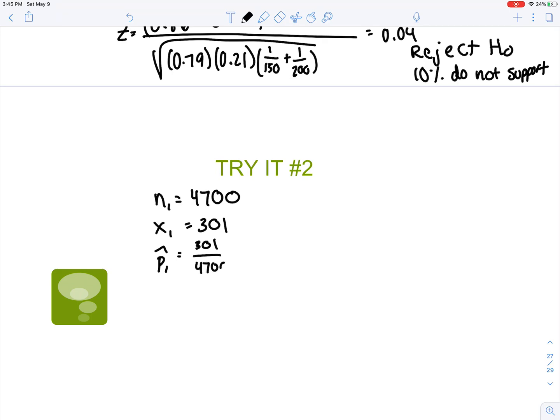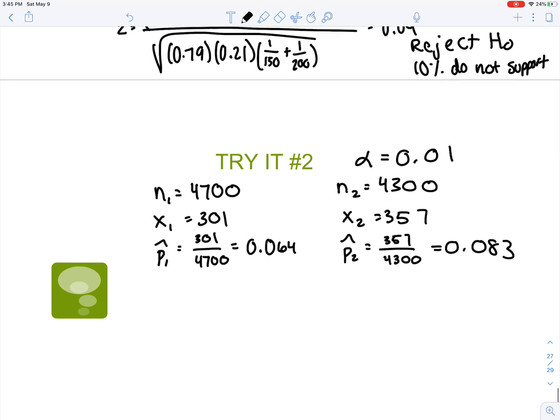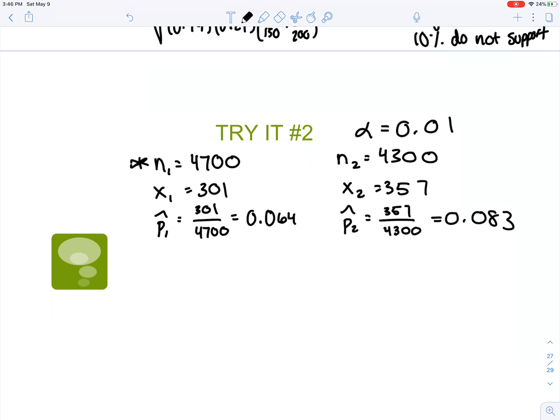That would be x1 over 4,700. And then our second group who took the placebo, that was 4,300. We had 357 die. So we'll find our percentage, that would be 0.083. We want our level of significance at 0.01. Can you support the claim that the death rate due to heart disease is lower? So this was due to heart disease.